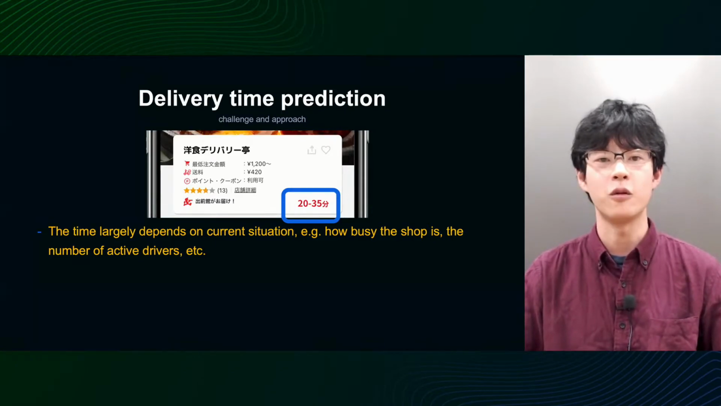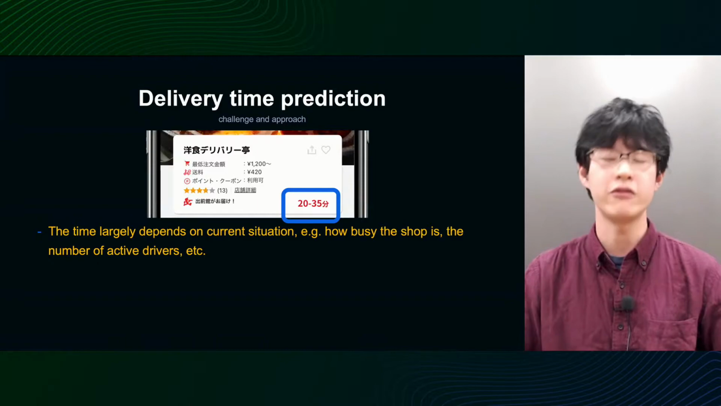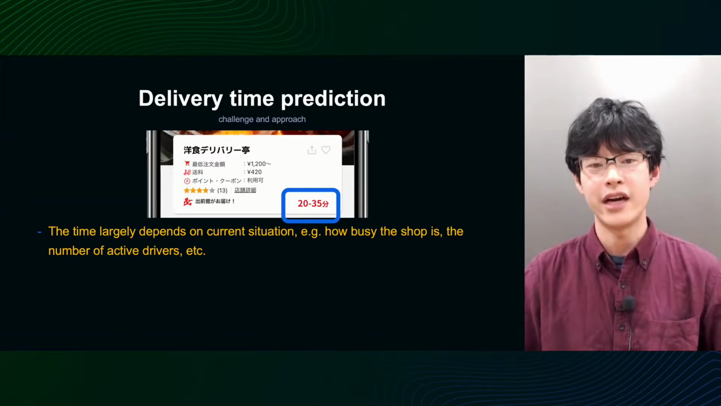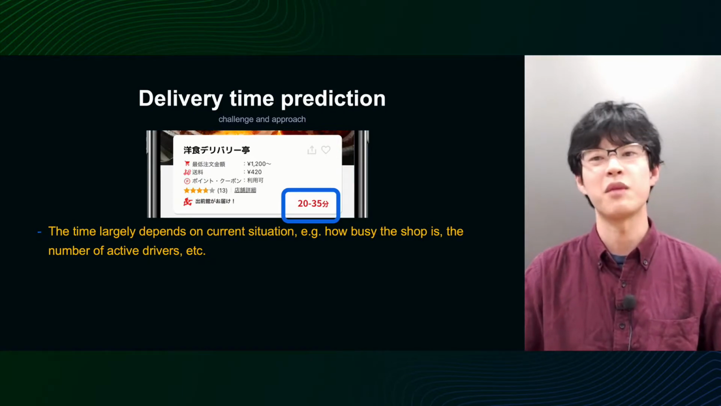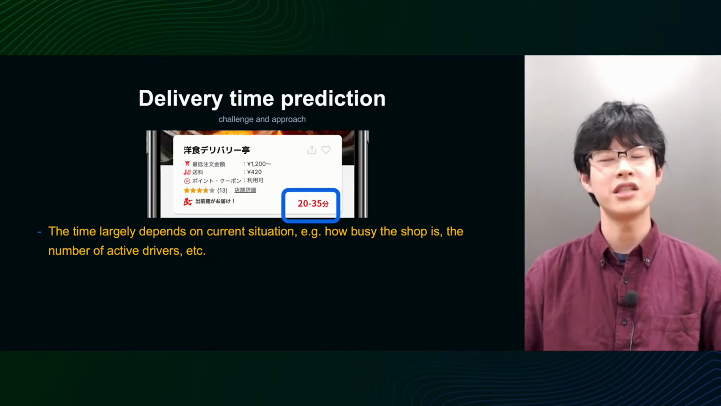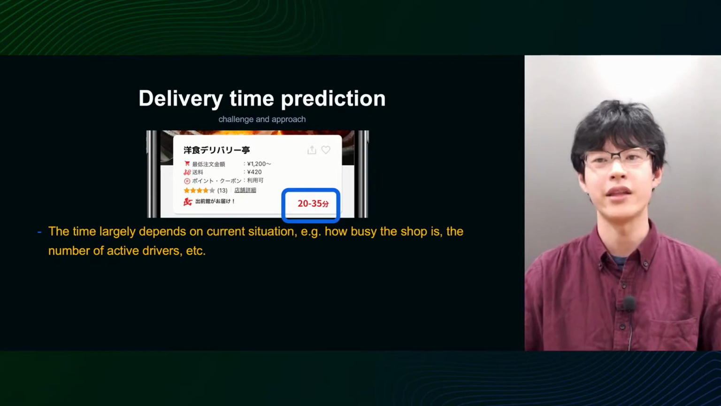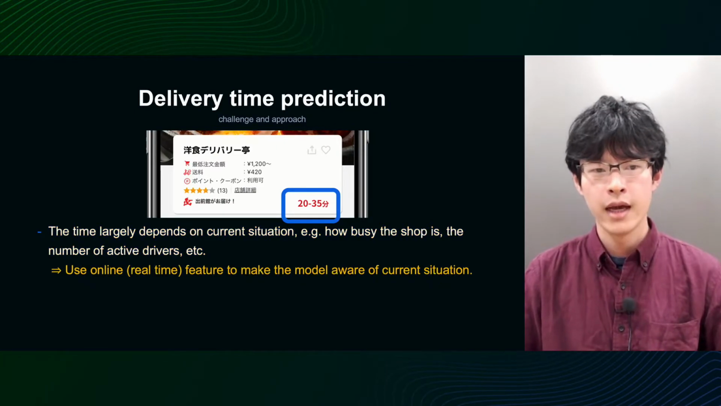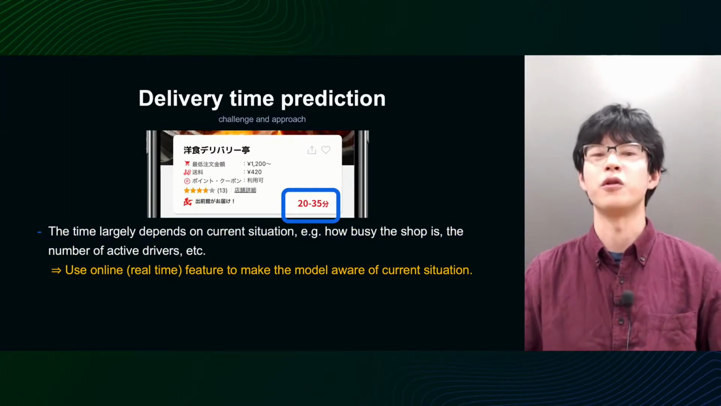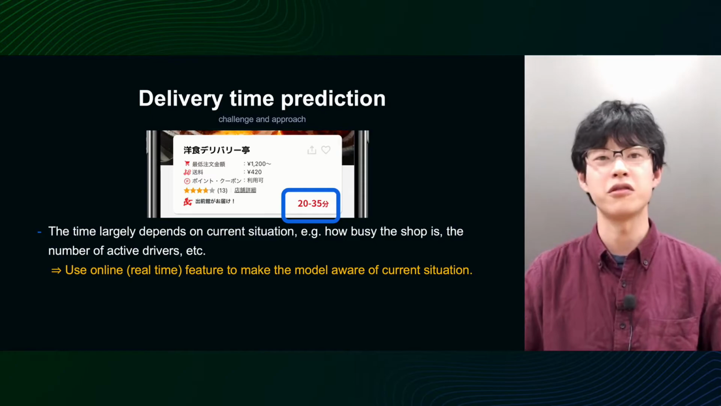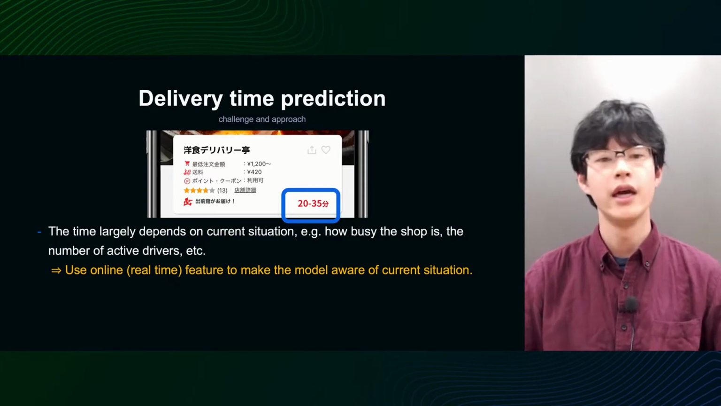These tasks have a common challenge. Prediction depends largely on the situation at the time. If the merchant is busy, it'll take longer to cook the food. If there aren't too many available drivers around, it may take a while to find one who accepts the offer. This challenge is resolved by giving the model real-time features collected by streaming processes.